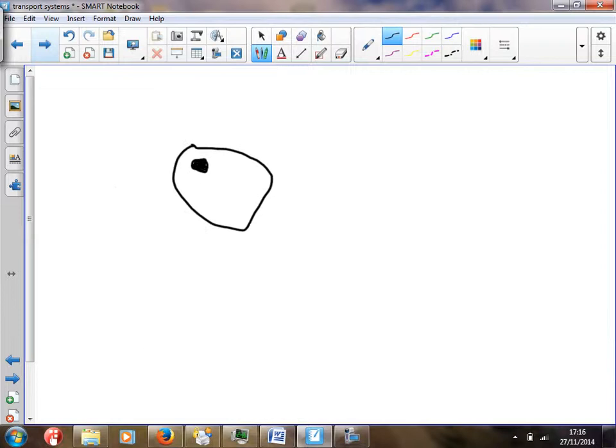Right, here we go. Here's a cell. This is magnified many, many times. Obviously, your cells will be much, much smaller than that. And life's easy when you're a cell. It's really very, very simple. You float around in your environment and stuff diffuses in and stuff diffuses out. If there's lots of stuff outside and not much inside, it will diffuse in.